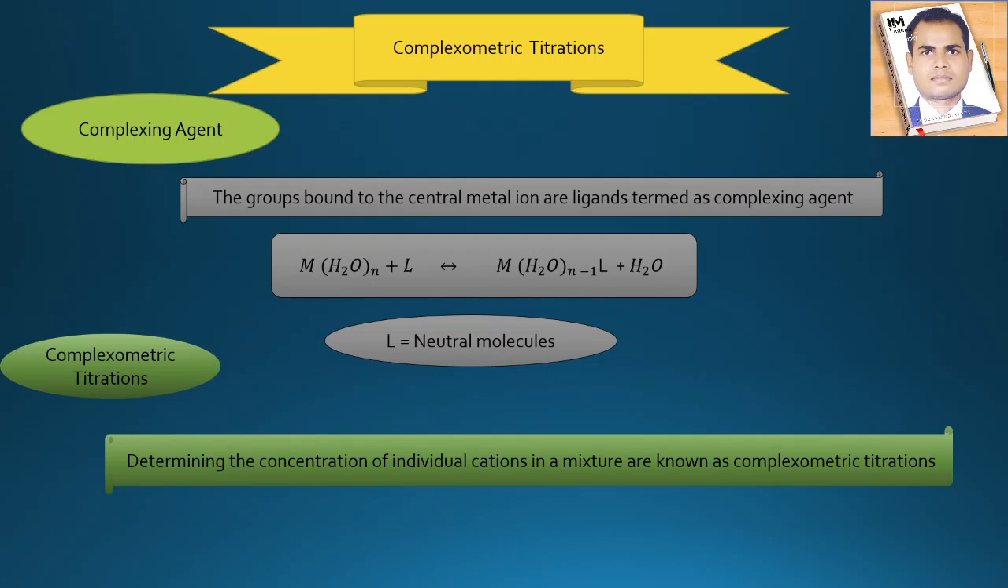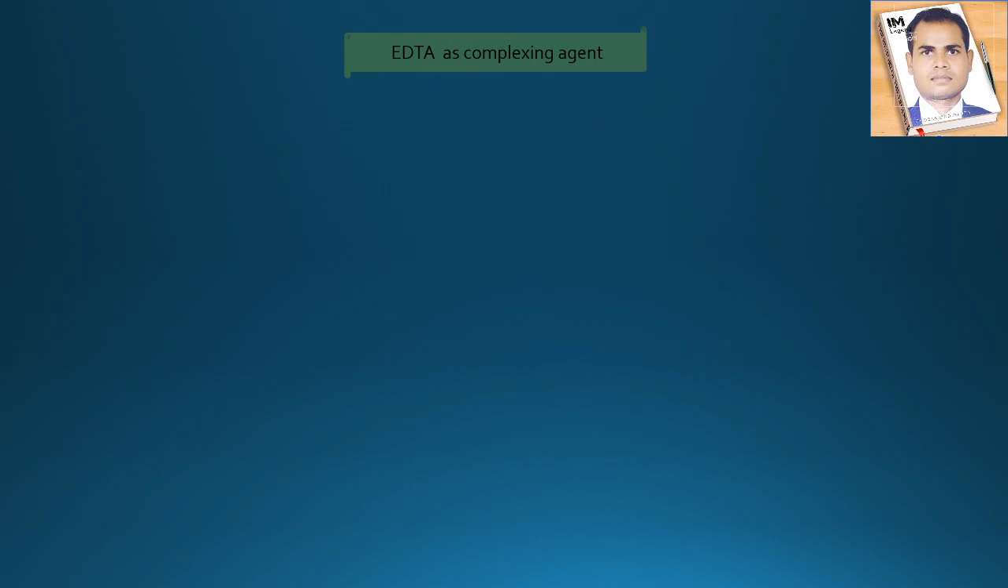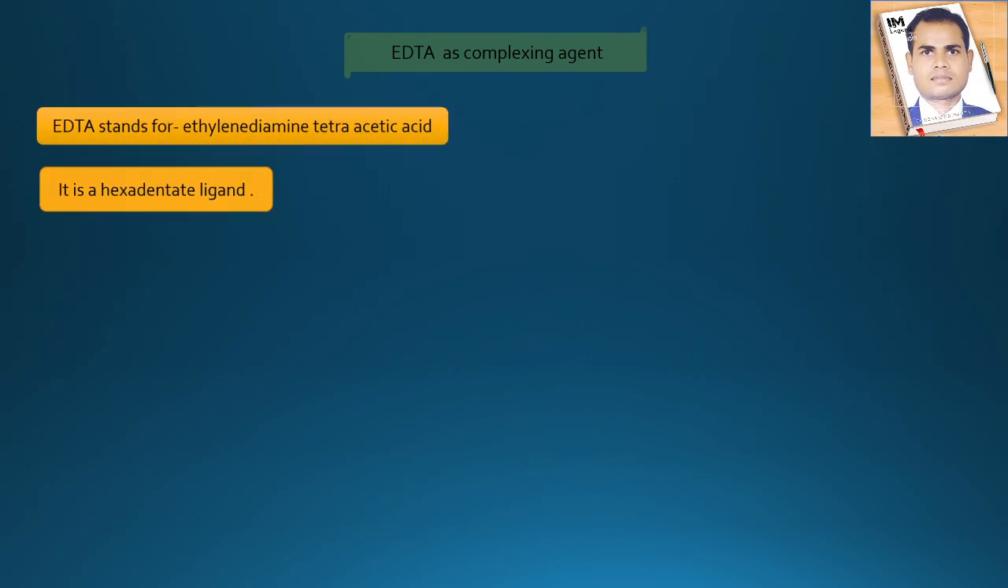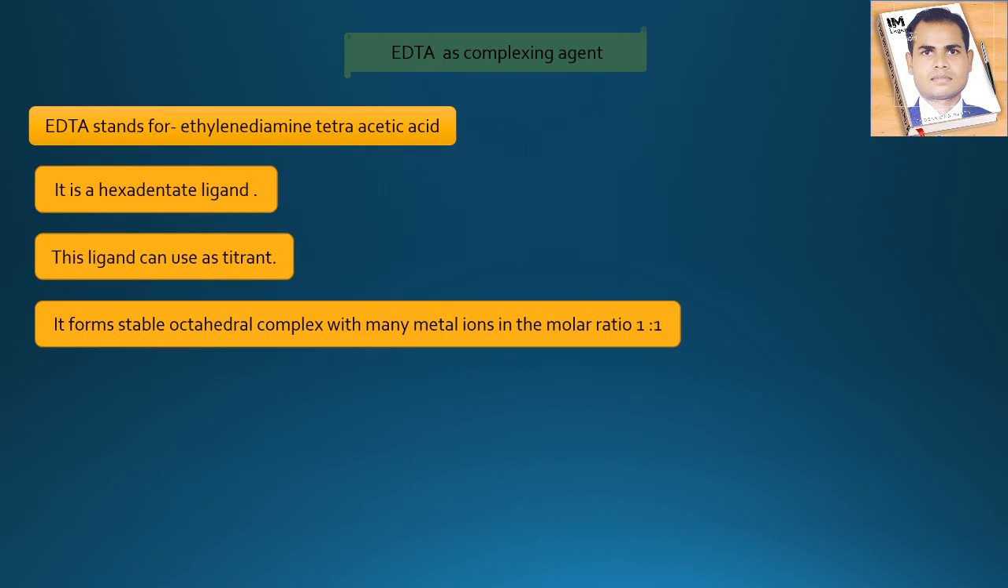As I told you, EDTA is one of the important complexing agents. We have to see about the EDTA. EDTA stands for ethylene diamine tetraacetic acid. It is a hexadentate ligand. It can form at least 6 bonds. That means this ligand can be used as a titrant.